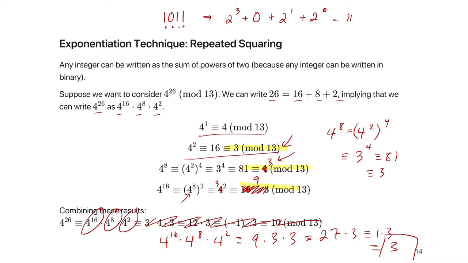So I was able to figure out 4 to the 26 modulo 13 without having to expand out 4 to the 26. All I had to do was start with 4, square it, square that, square that, square that, simplify each step, and then multiply the ones that I wanted. Is that clear? Sorry for the typos. I'll fix that before it's posted. But is the general idea clear?